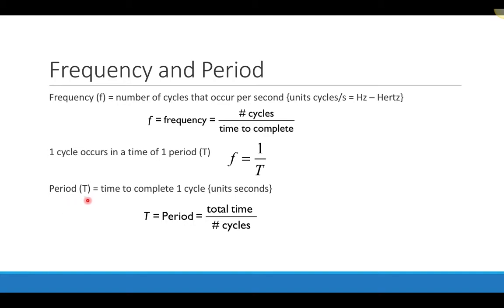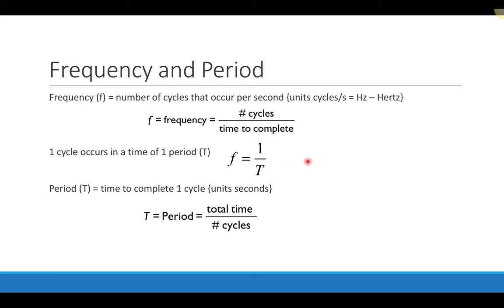So again, the period is the time to complete one cycle. And similar to frequency, instead of timing just one cycle, what we could do to calculate the period is to time, let's say, 10 cycles. So we time 10 cycles. We take that total time that it took to complete those 10 cycles, we divide by 10, and that would tell us the time it took to complete a single cycle. So another way that you could write period is the time measured over the number of cycles that occur.